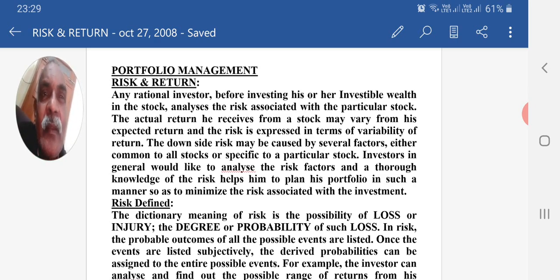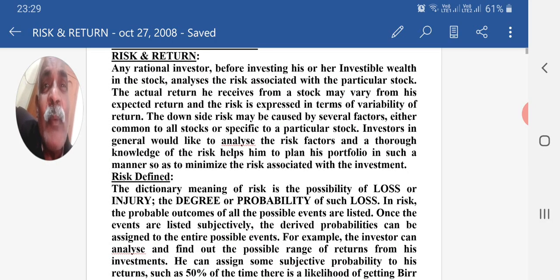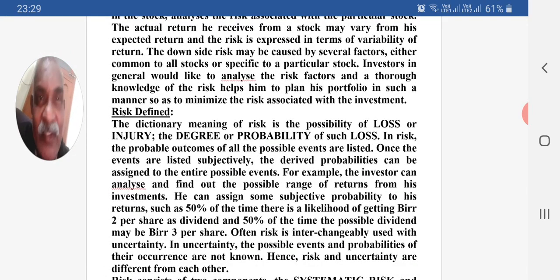Now, what is risk? In a layman's word, or the dictionary meaning, risk is the possibility of loss or injury, the degree or probability of such loss. In risk, the probable outcomes of all the possible events are listed. Once the events are listed, subjectively derived probabilities can be assigned to all the possible events.